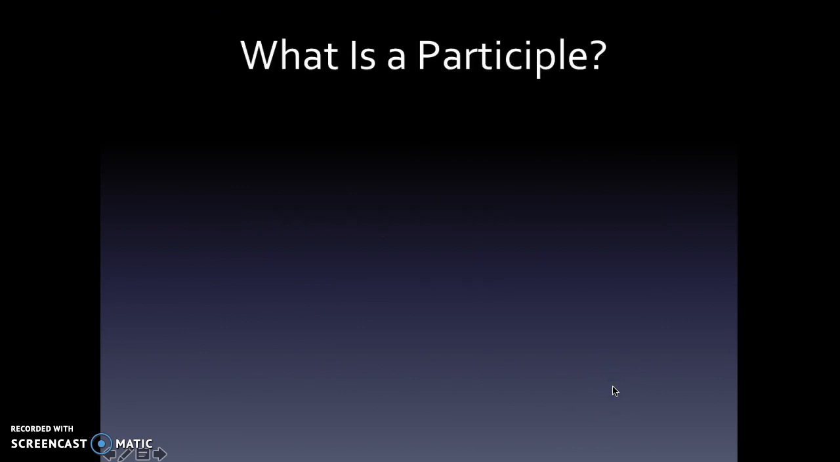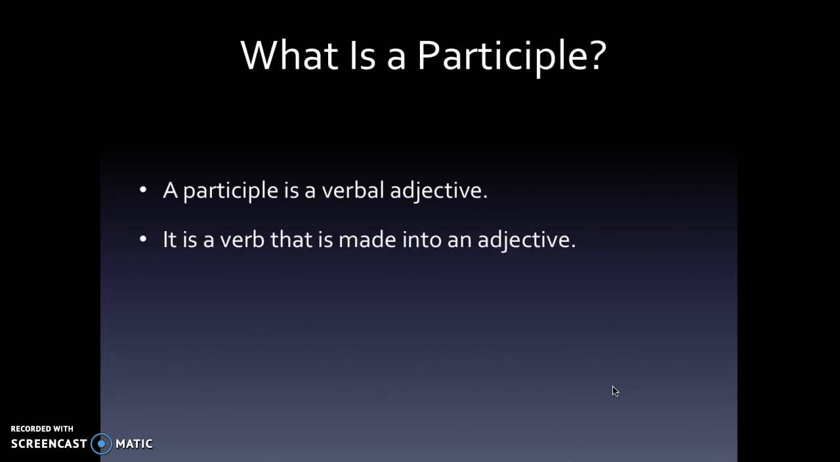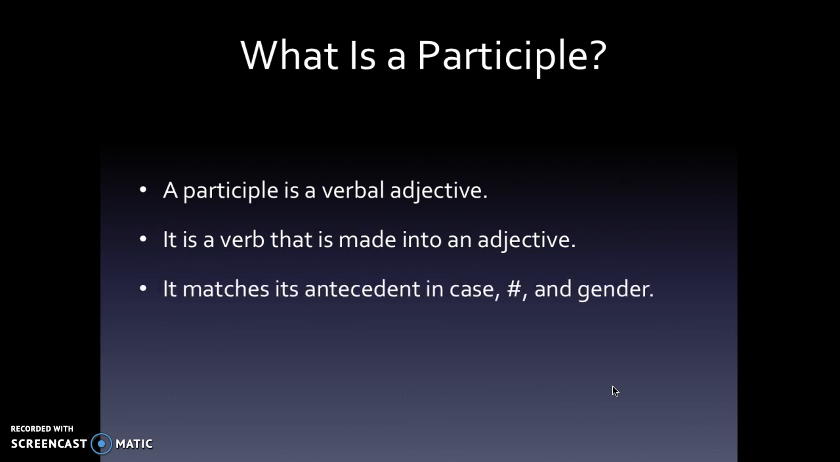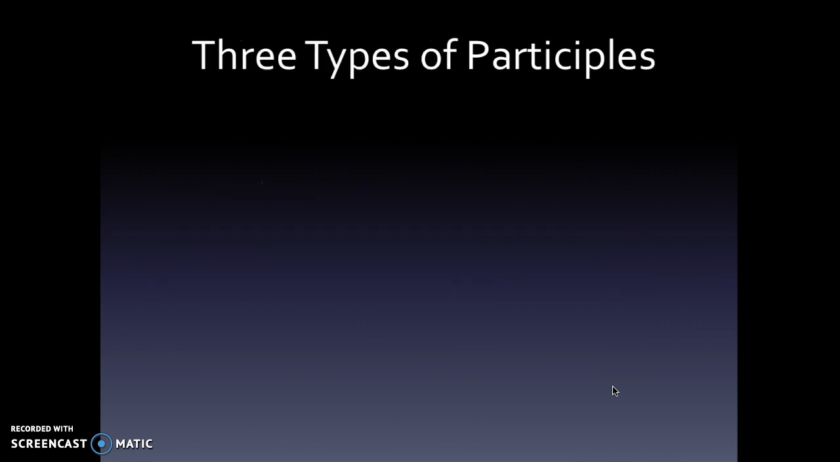This is the stage 23 lesson on participles, which is thankfully mostly a review. So what is a participle? A participle is a verbal adjective. It is a verb that is made into an adjective. Just like adjectives, participles match their antecedents in case, number, and gender. You will always translate a participle with an ing. Now that ing may show up in a couple of different places, but there should always be some form of an ing in there. We've got three different types of participles.